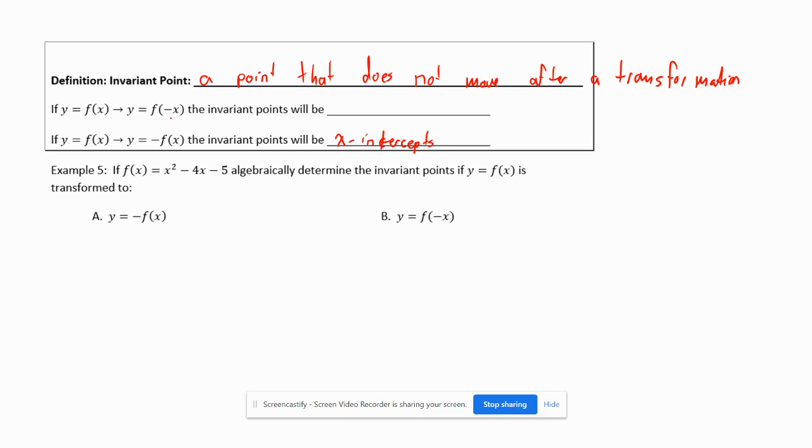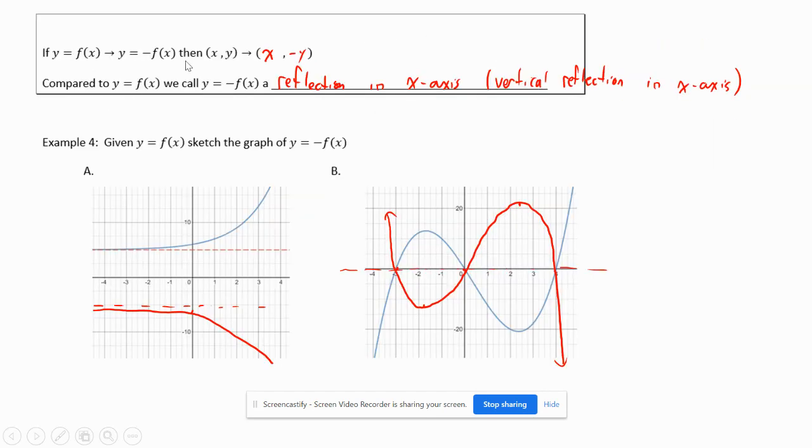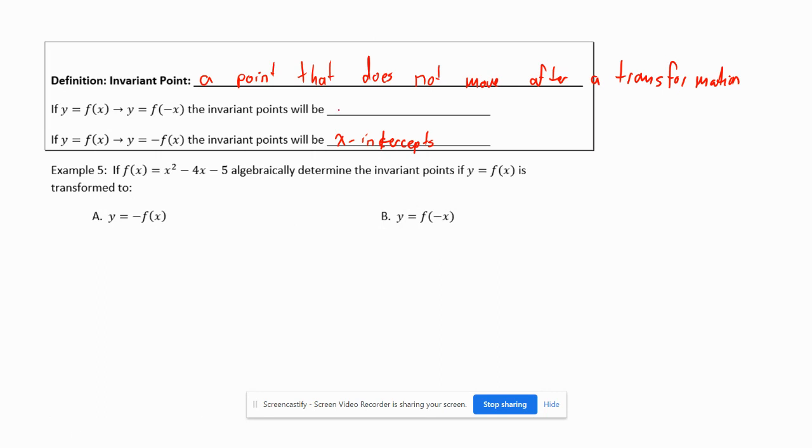If I'm reflecting something in the y-axis, and that's what this negative is doing, that means any point on the y-axis, or in other words, the y-intercepts, are going to be the invariant points there.